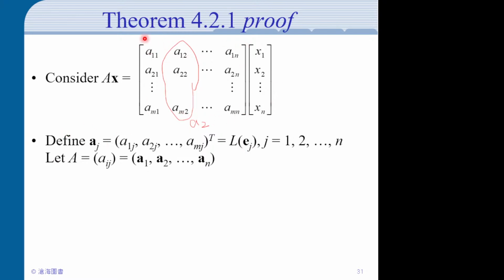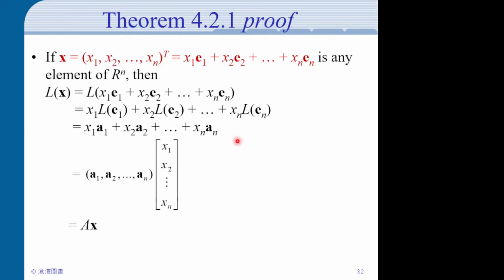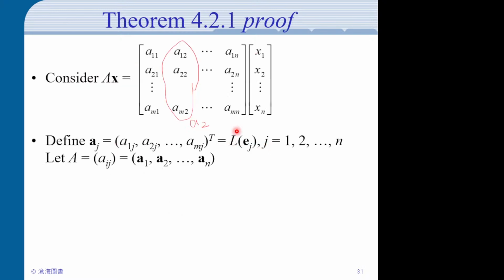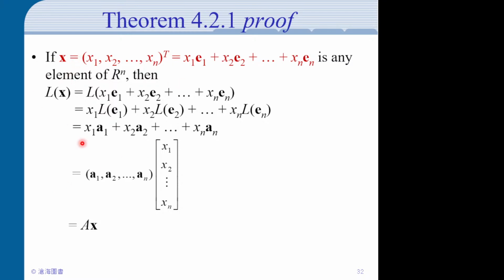Okay. And so we define A, and now we want to see if this Ax is really what we expect it to do. This Ax is really L of x. I want to show that. And the proof is actually very straightforward. We already know how the basis elements get mapped. They get mapped to those A. And we just notice that every vector x can be written as a linear combination of basis elements.